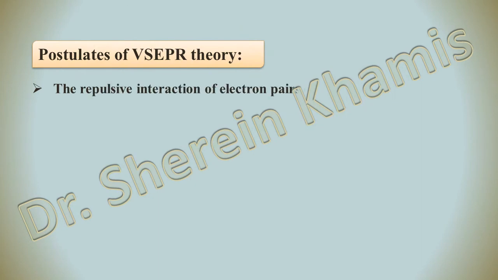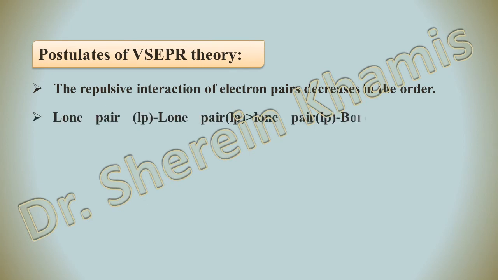The repulsion interaction of electron pairs decreases in this order. Lone pair, which we can write as lp. If we have the repulsion interaction, we can make an order: lone pair with lone pair is greater than lone pair with bond pair, and greater than bond pair with bond pair.